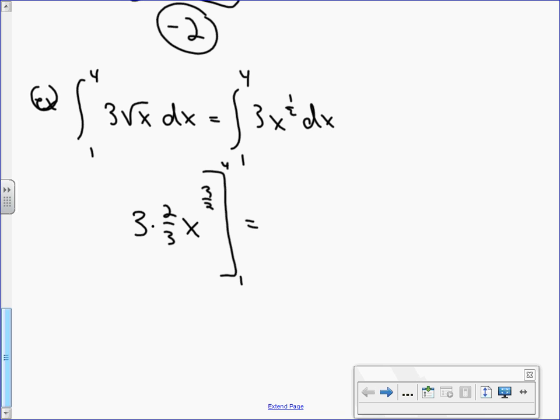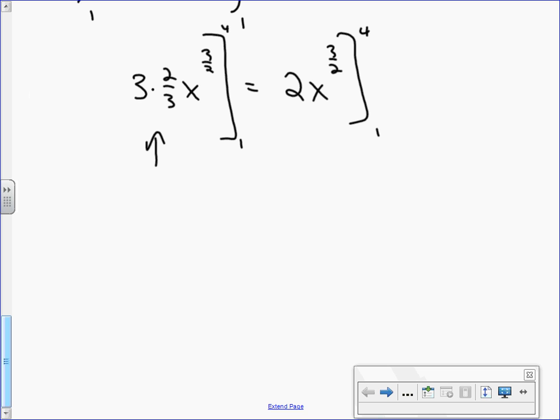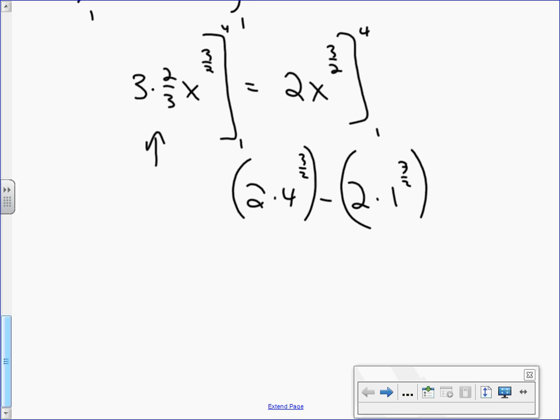Okay? And I do like to simplify my expression before I start plugging the numbers in. You can plug the numbers in here, or you could go ahead and multiply your coefficients and plug the numbers in. Okay? All right, so 2x to the 3/2, evaluated as 2 times 4 to the 3/2 minus 2 times 1 to the 3/2. Okay, so the top number, and the bottom number.